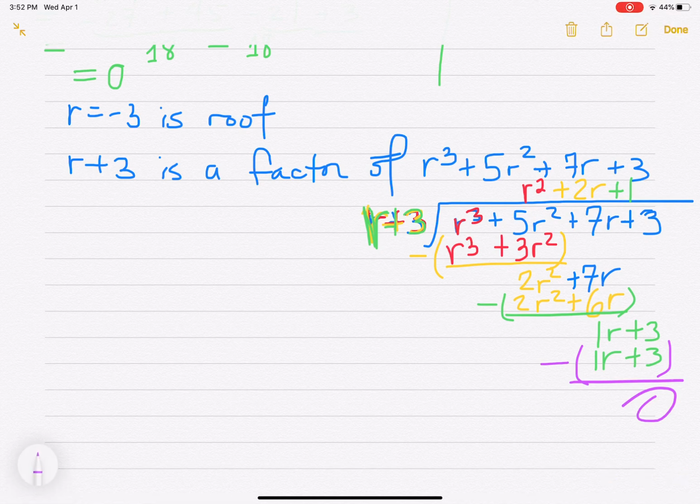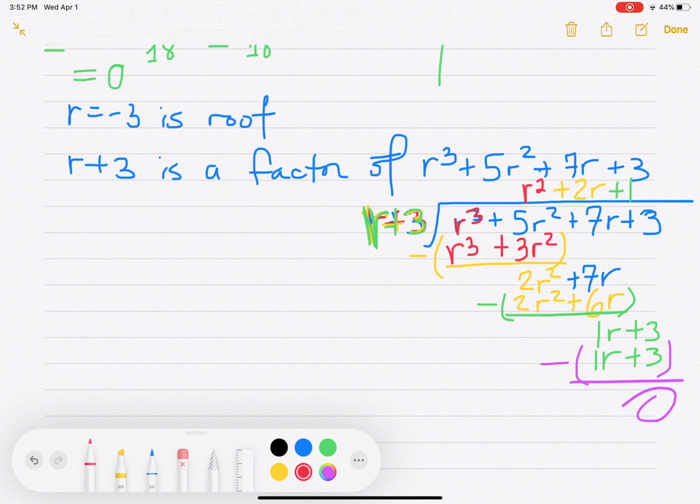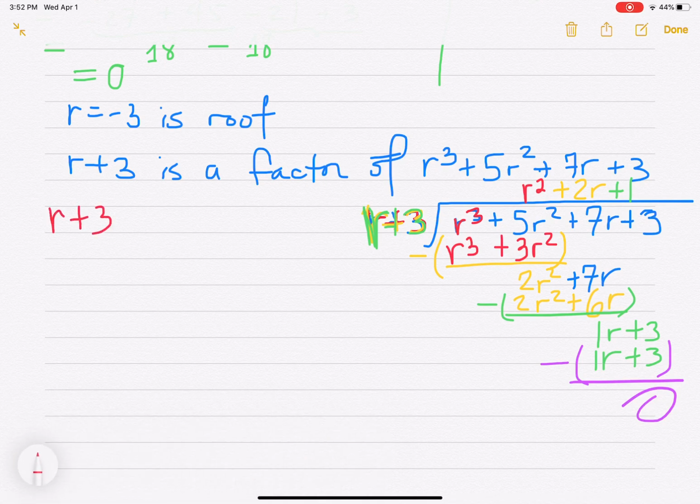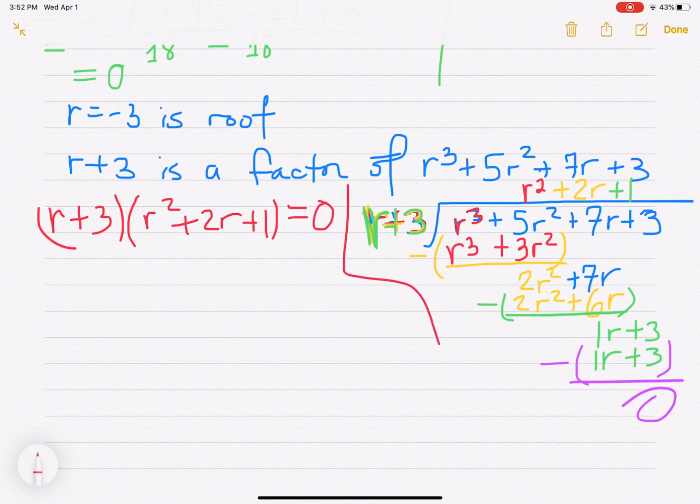What we had earlier, the polynomial, is going to factor into r plus 3 times r squared plus 2r plus 1. So this is the quotient and the divisor. r plus 3 was the divisor. r squared plus 2r plus 1 is the quotient. That's going to be equal to 0. That was all scratch work.